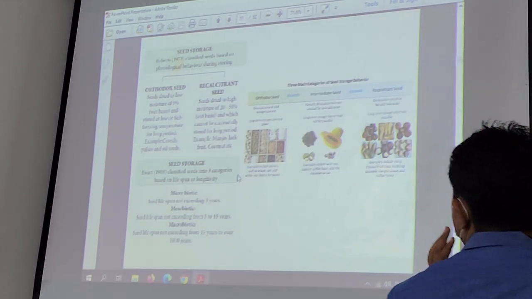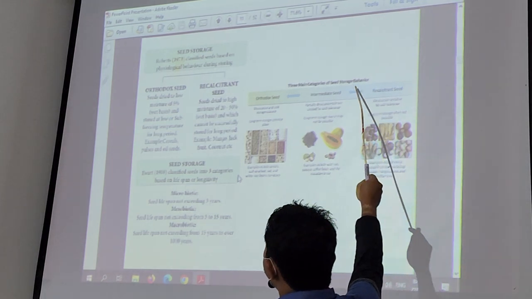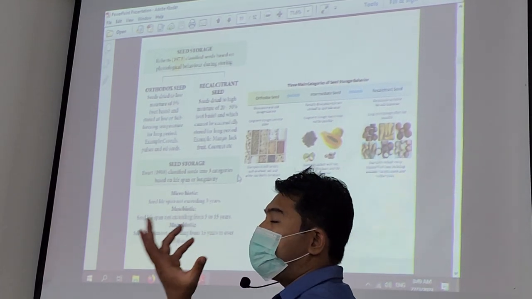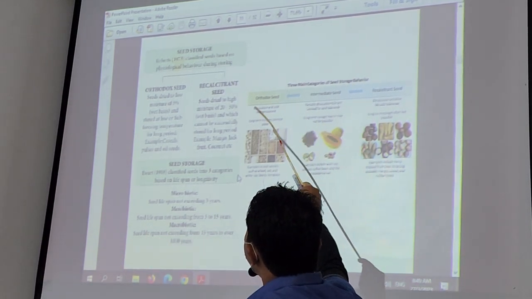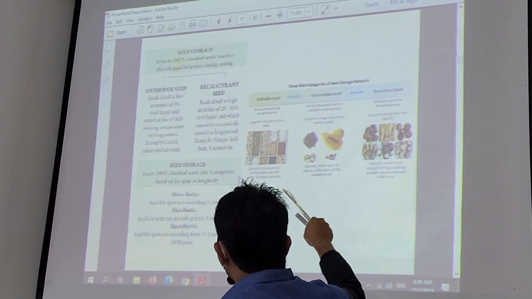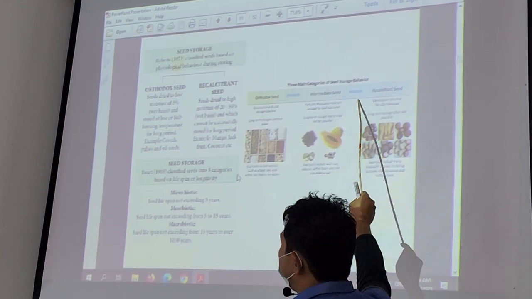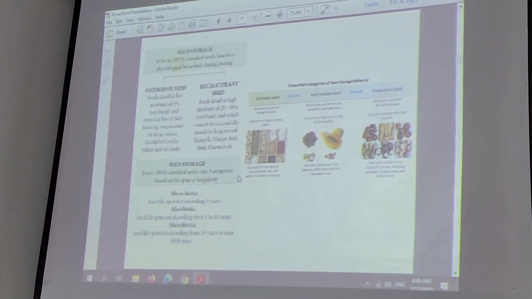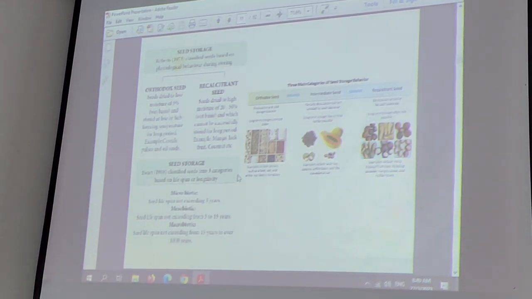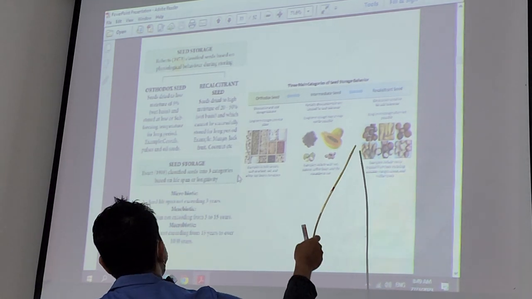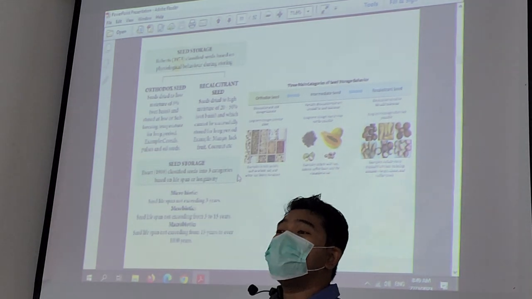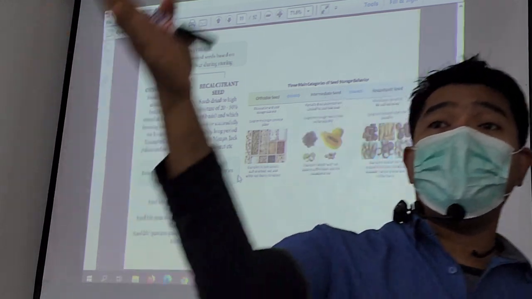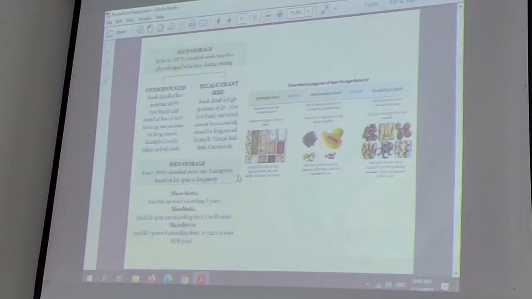Right? Okay. So I just put it here just to give you some perspective. Look at this. Even though there is a clear definition of orthodox and recalcitrancy, some seeds are actually intermediate. There's always intermediate, okay? You can think of evolution. They are trying to evolve to become the other side, but they are still in the process, so they become the intermediate.